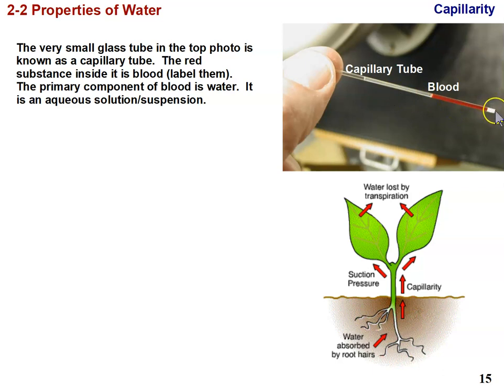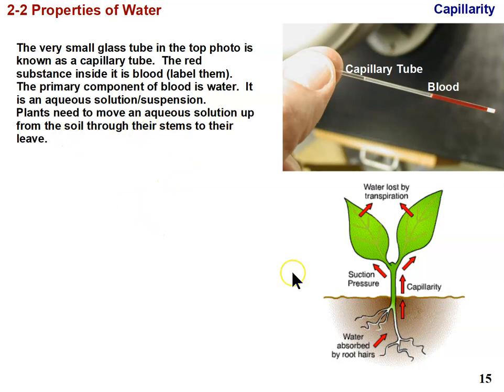And just by touching the very tip of this tube to a drop of blood on your finger, the blood will automatically move up into the tube. It doesn't get pushed up into the tube. It doesn't get sucked up into the tube. There's no real force moving the blood into the tube. It just moves up into the tube all by itself. And that's an example of capillary action or capillarity.